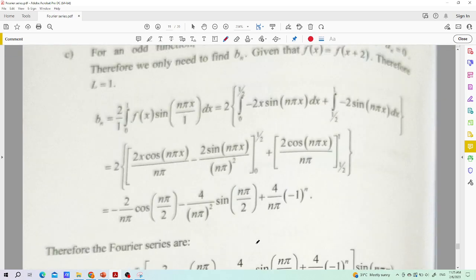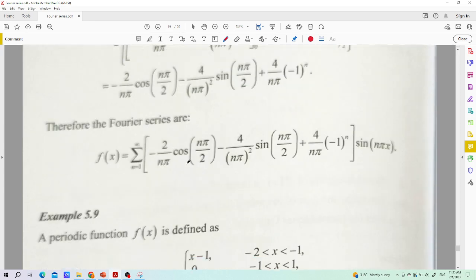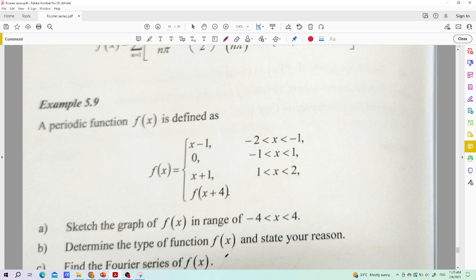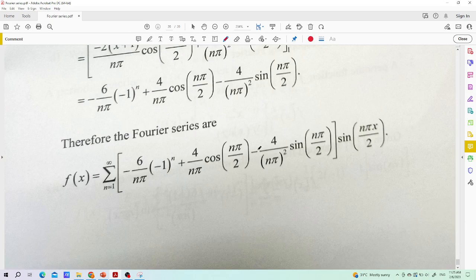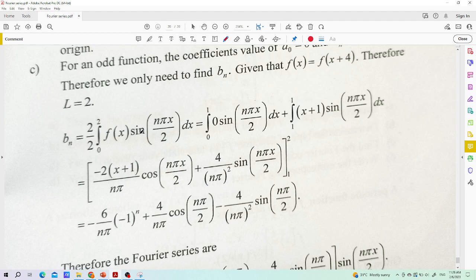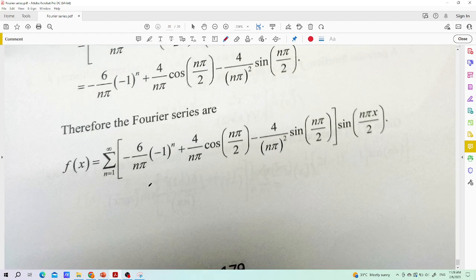Okay, so now we calculate the b. We just deal with the sine, put in the limits, and then we get the Fourier series much faster than doing the original one. There is another example that you can see and do yourself. Just close this answer, and then try to write back what you understand from this example.